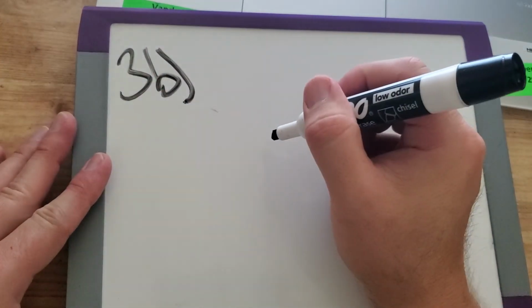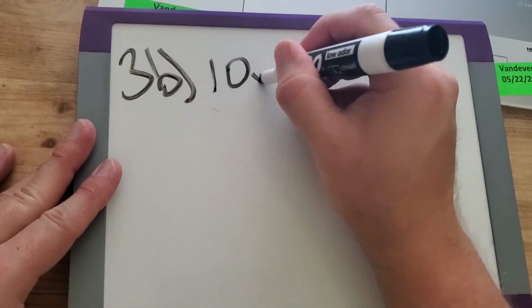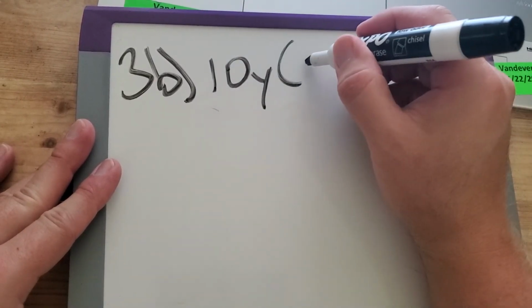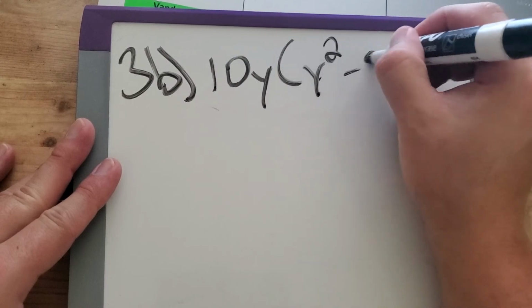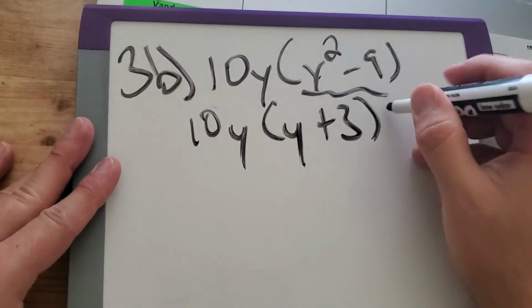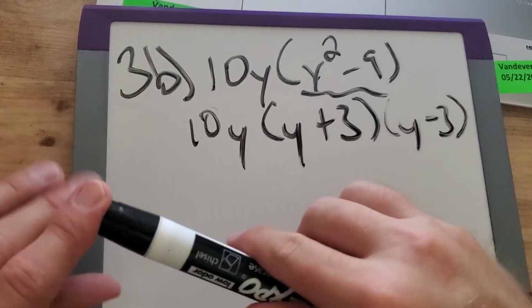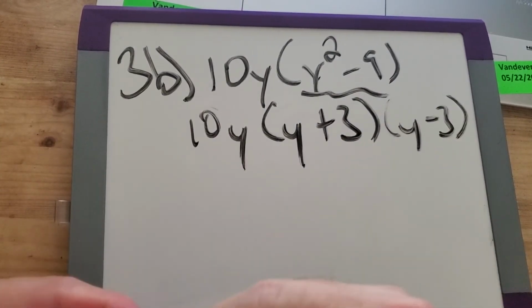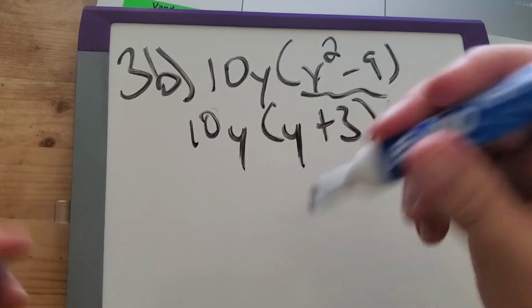3b, it starts off as just a GCF. You can take a 10 and a y out, and then you go, oh my gosh, that is a difference of squares. And I think I'm going to change markers for the next problem.